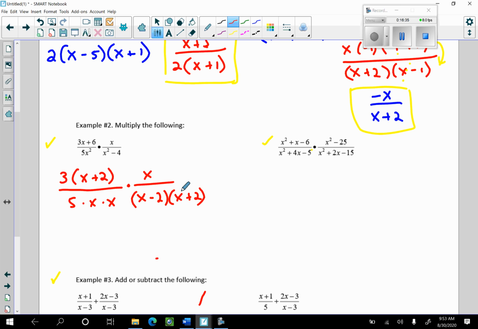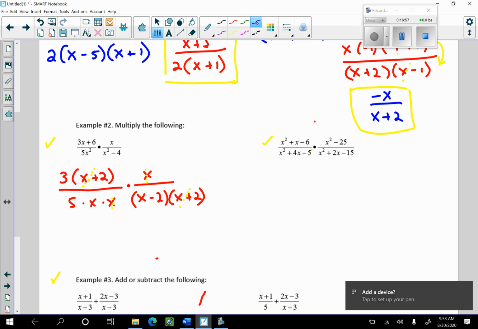And now, as I did with rational numbers, I cancel like factors. So look, do I have an x plus 2 on the bottom? You bet I do. Here's my x plus 2. Here's my x plus 2. I do have a factor of x. So those are gone. What do I have left on top?